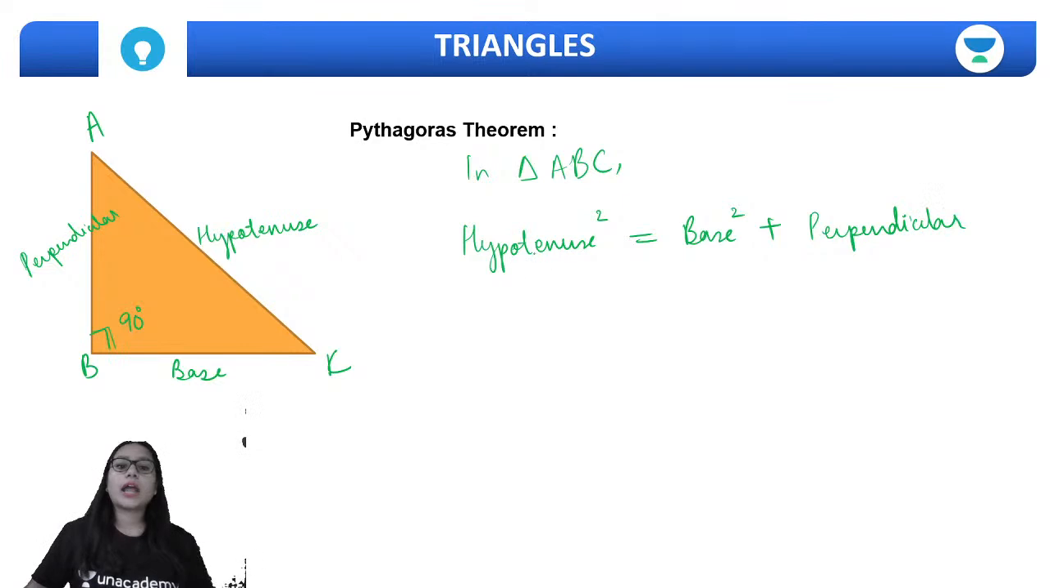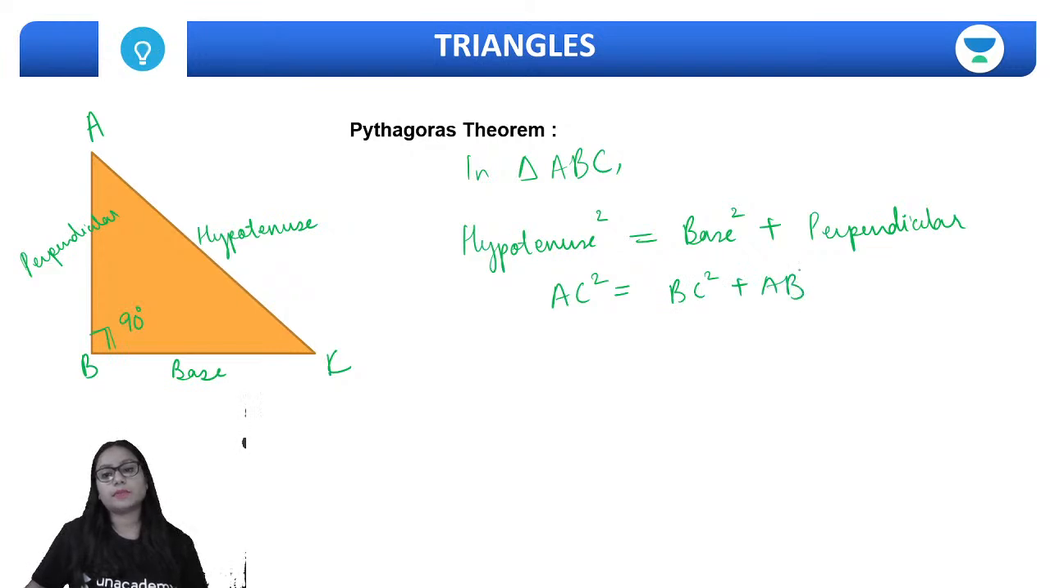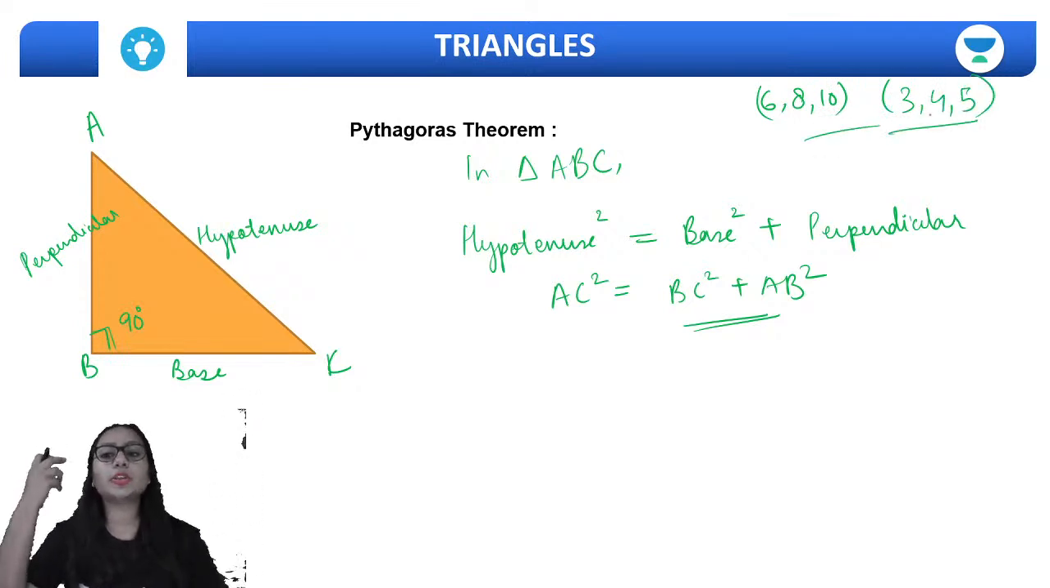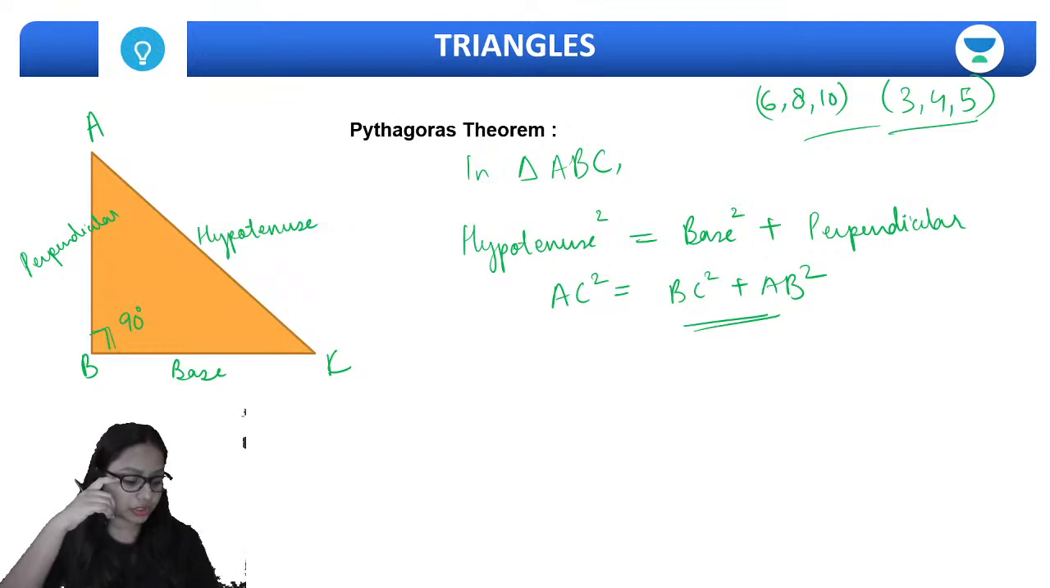Okay, so the hypotenuse here is AC, hence AC square is equal to BC square plus AB square. Some of the Pythagoras triplets you can remember, for example, we have 6, 8 and 10, and we have 3, 4 and 5. These are some of the Pythagoras triplets that you can remember for the ease of simplification.